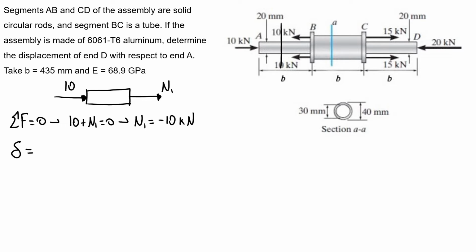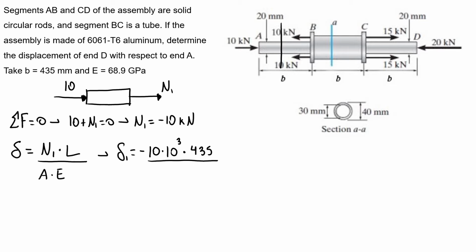So I know my displacement is equal to N1 times original length over area times modulus of elasticity. So this displacement 1 will be minus 10 times 10 to the third, to put in newtons, times 435 millimeters over area, pi over 4 times 0.02 squared, to put in meters, times 68.9 times 10 to the 9 pascals. So our displacement 1 will be minus 0.2 times 10 to the minus 3 meters. So this is our first step.